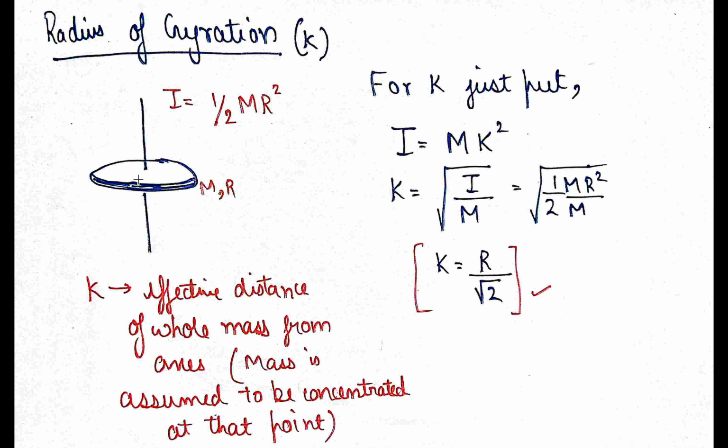That is, you can replace the full body with a point mass. And that point mass will be m, at a distance of r by root 2 from the axis of rotation. So just replacing the whole body with a simple particle.